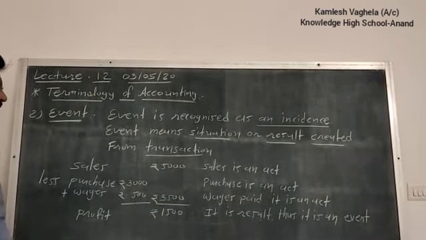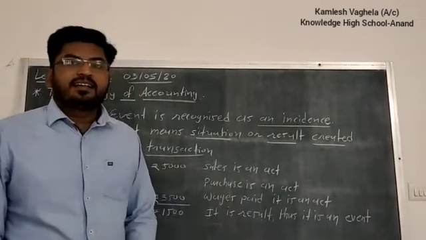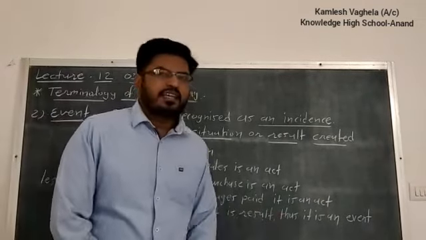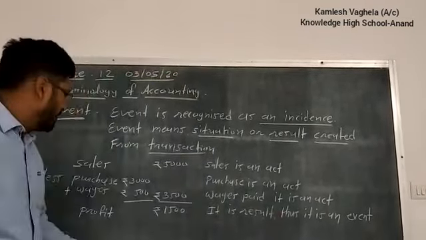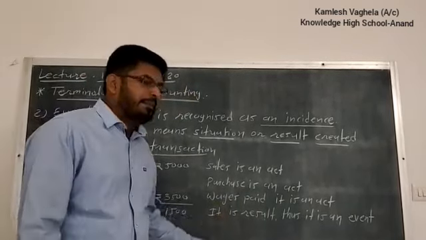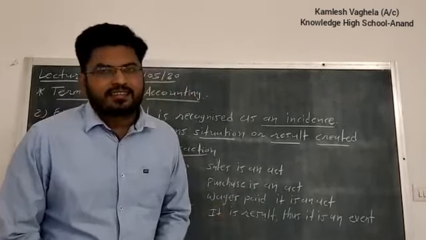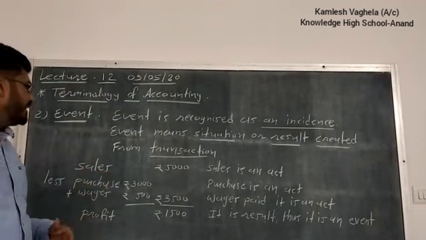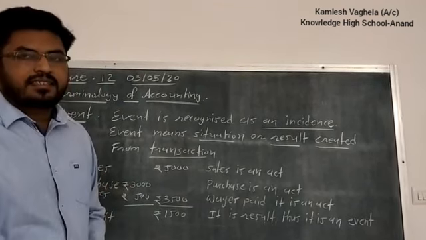Now this profit is a result, and thus it is an event. जो हमारा रिजल्ट आता है ना बिजनेस में, वो क्या आता है? इवेंट. क्योंकि वो क्या बताता है? रिजल्ट ऑफ द बिजनेस. ओके, सो when a situation or result is created from a transaction, that is known as an event.